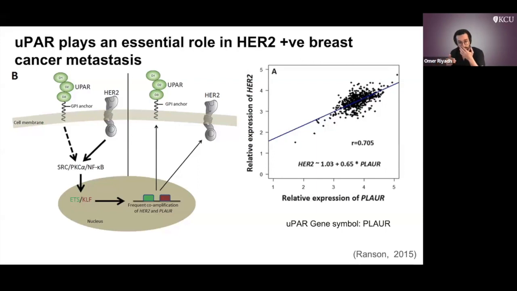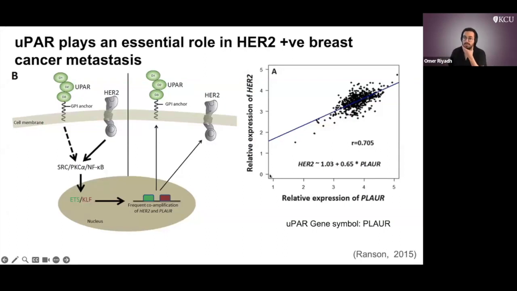And just one highlighted figure from the paper was that when they looked at the expression, here they looked at a lot of different cell lines, and they found that most cell lines had a very strong correlation. If a cell line had a high amount of HER2, for example, this outlier right here, it also expressed a high amount of PLAUR, which is the gene symbol for uPAR. And that was very interesting because at the opposite end of the spectrum, if there wasn't a lot of HER2, that means there wasn't a lot of uPAR.